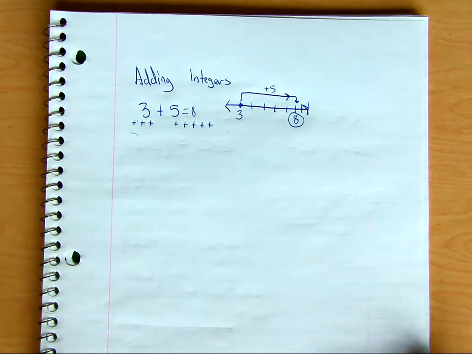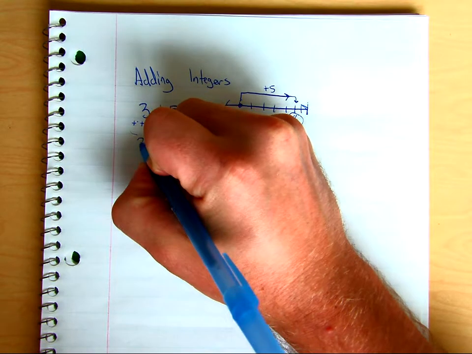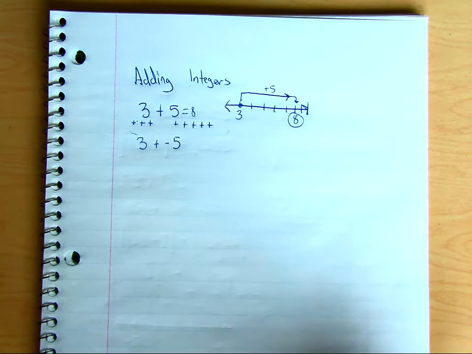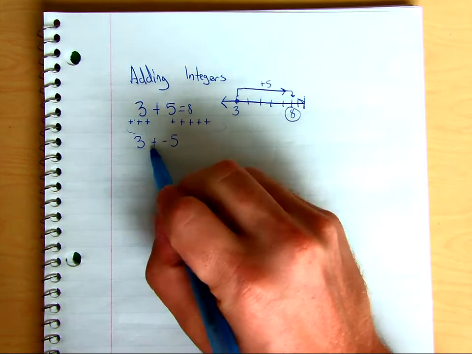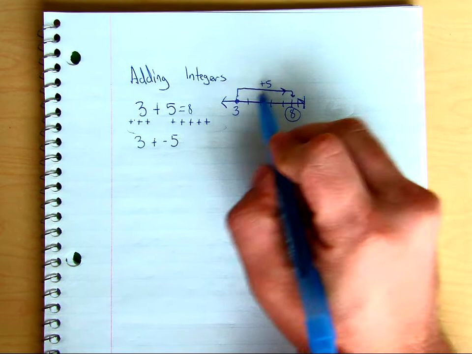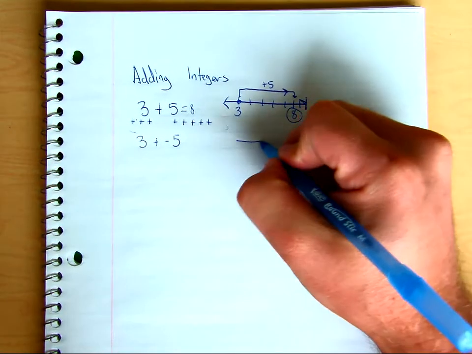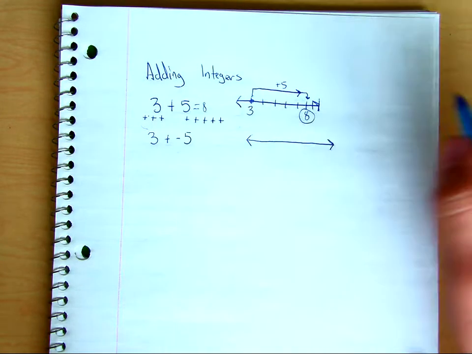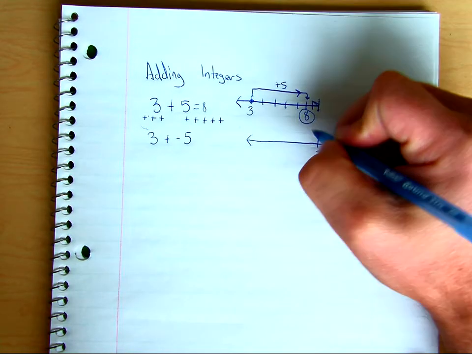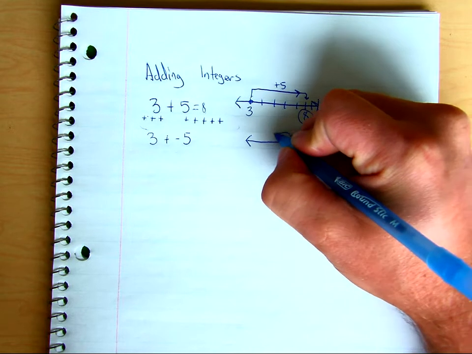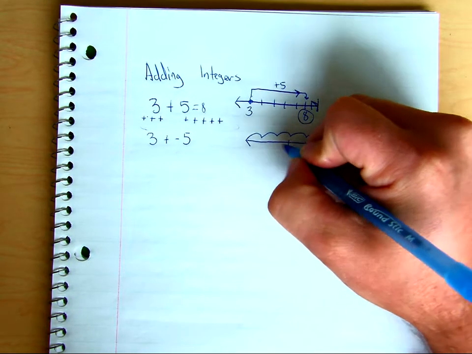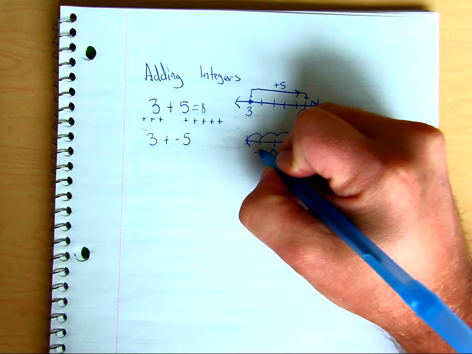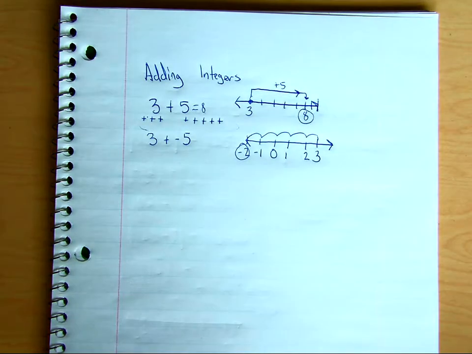Same exact idea when I'm encountering negative numbers. If I have 3 plus a negative 5, I'm going to combine those numbers. But I'm adding a negative, so I'm going to move in the opposite direction this time. So if I'm at 3, then I have to go back 1, 2, 3, 4, 5. So 2, 1, 0, negative 1, negative 2 is my answer.